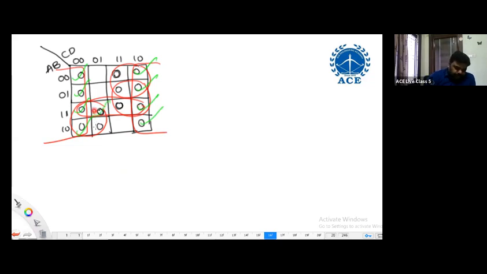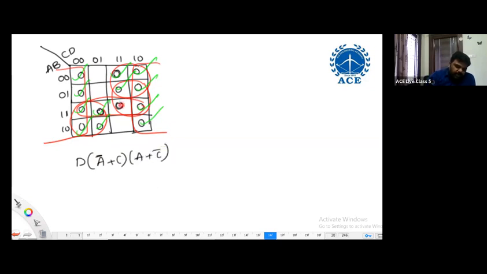Octave, next quad, next quad. There is one max term which is not covered by essentials. First, let me write essentials. Octave, what is it here? D. Quad, A bar plus C. And again quad, A plus C bar.